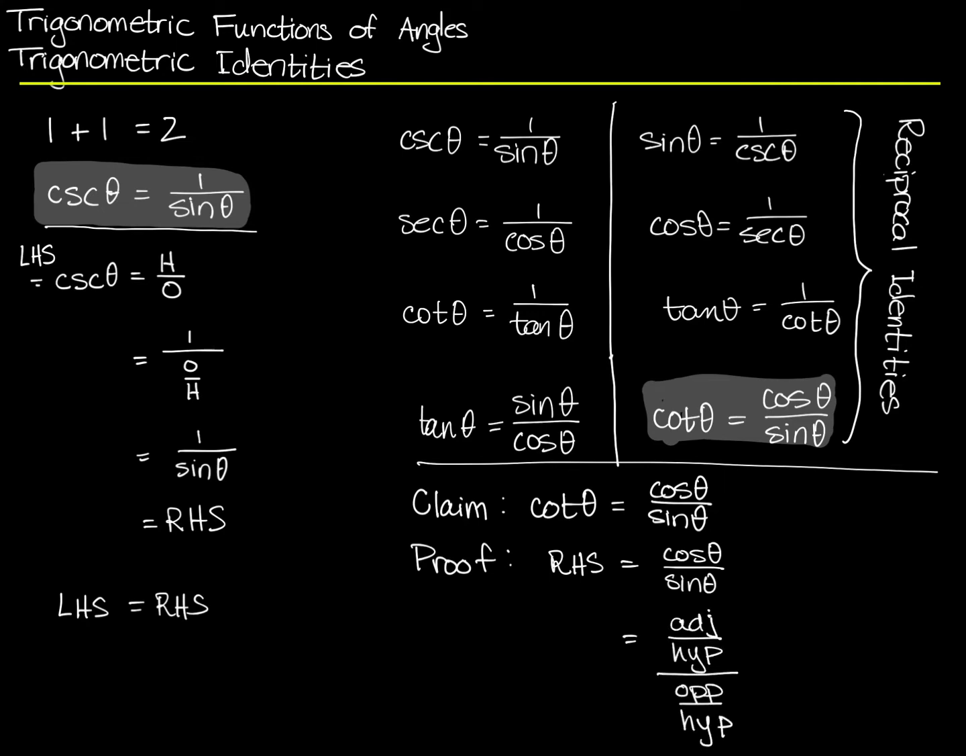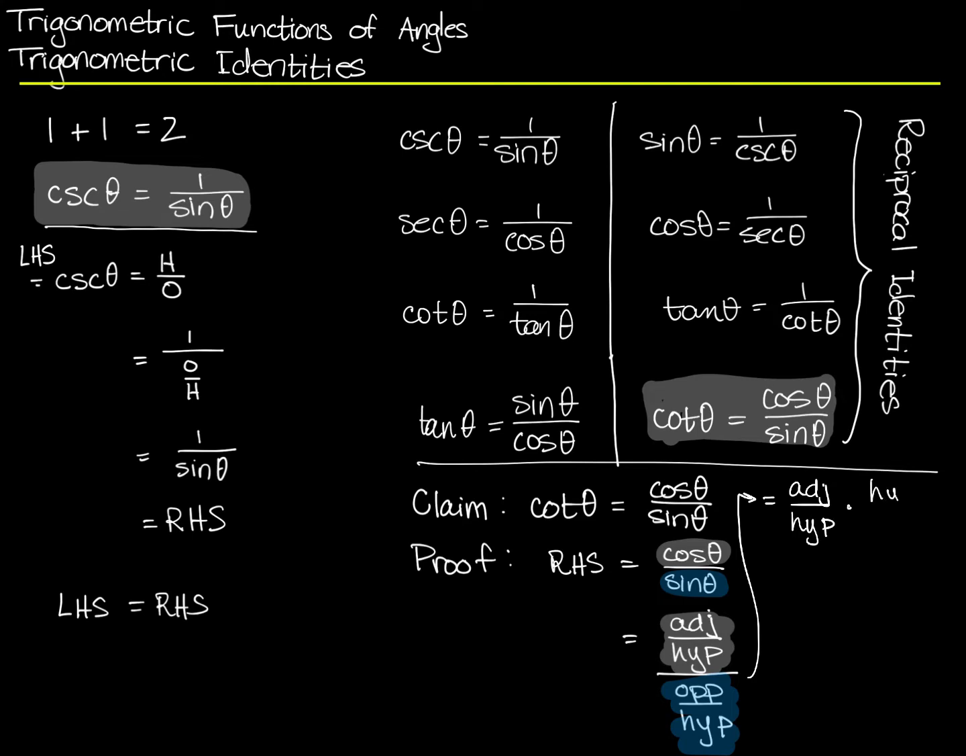You don't need to color code these. I'm going to do it just because it's easier to see. The cosine is this whole numerator, and the sine, the denominator there, is all of this. Okay, so now I've shown you a different way to write cosine over sine. What I'm going to do now is use a little bit of algebra to simplify this expression. I have adjacent over hypotenuse divided by opposite over hypotenuse.